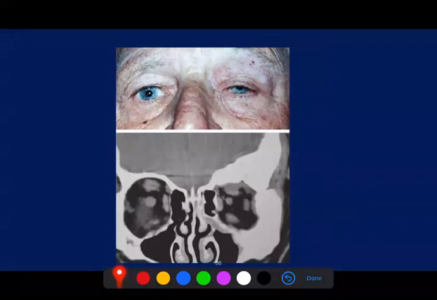This is another patient. Describe the bone here, please. It looks like hyperostosis of the bone. I don't see any destruction. Excellent. So another entity that causes hyperostosis is metastasis.